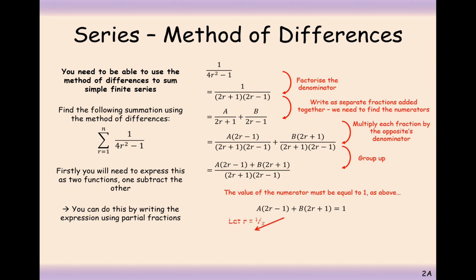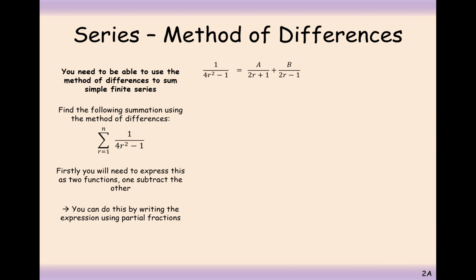So expand the brackets. Or we could set r equal to a half here. And if we substitute r equal to a half, we'll get 1 plus 1, that's 2. 2 times b equals 1, so b must equal a half. And substituting in r equals minus a half, we get minus 2a plus 1. So minus 2a equals 1, and then a equals minus a half. So now we know that b is a half and a is minus a half.